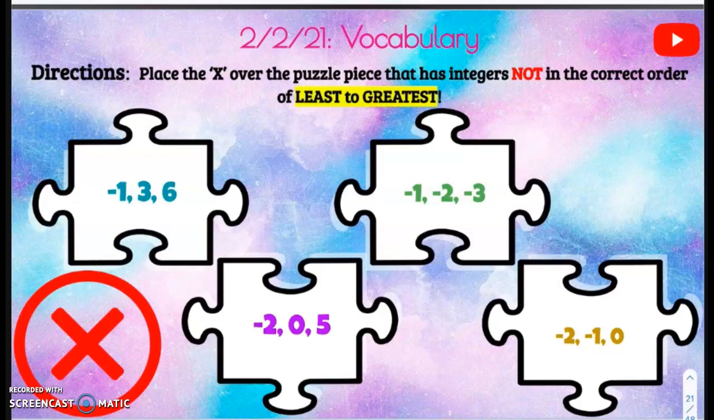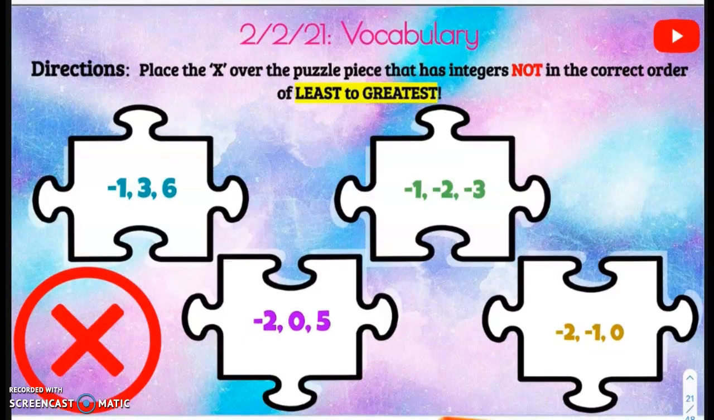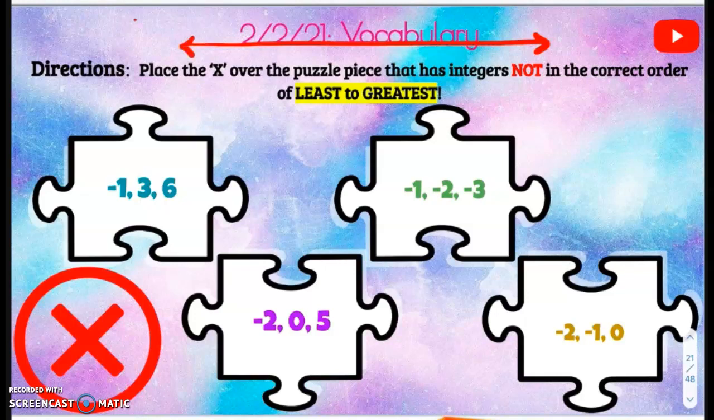Vocabulary, we're going to place that X over the puzzle piece that has integers not in the correct order of least to greatest. So least to greatest is going to be smallest to biggest. So if you have a number line here, smallest is going to be down here, and biggest is going to be up here. If we have a 0 here, on the right hand side we'd have 1, 2, 3, 4, and so on. On the left side we'd have -1, -2, -3, -4, and so on.